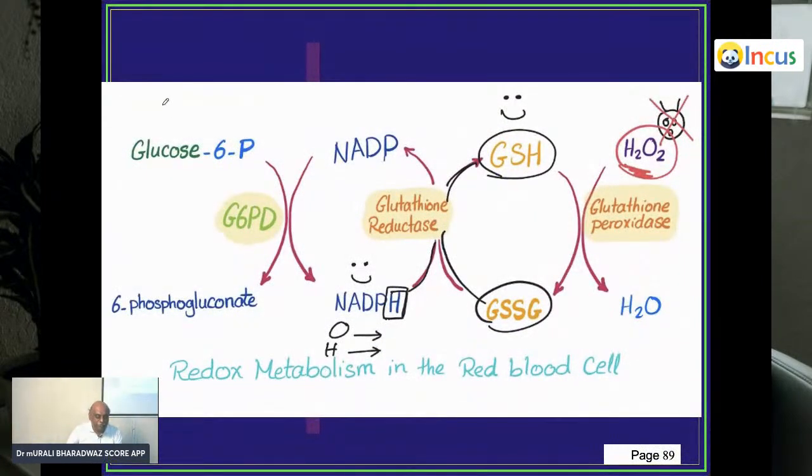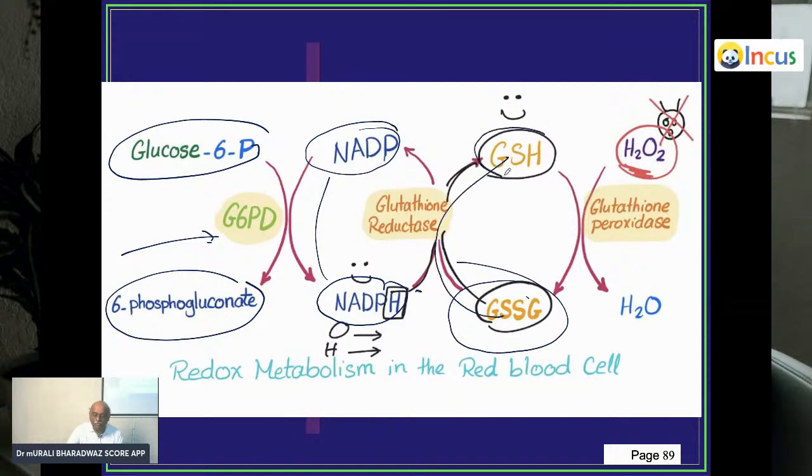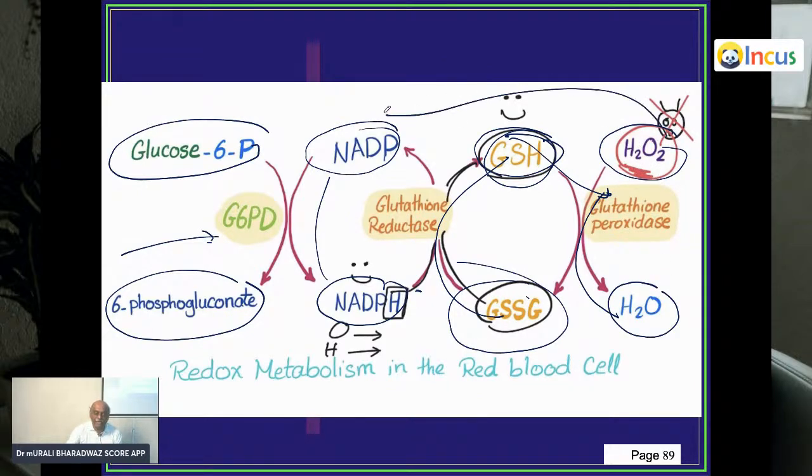So doctor, once more for your memory, glucose 6-phosphate becomes 6-phosphogluconate by the action of G6PD. And that makes NADP become NADPH. And that will make glutathione become reduced glutathione. And that reduced glutathione provides the H plus ion so that H2O2 becomes H2O. Otherwise, the H2O2 will go and attack the RBC.